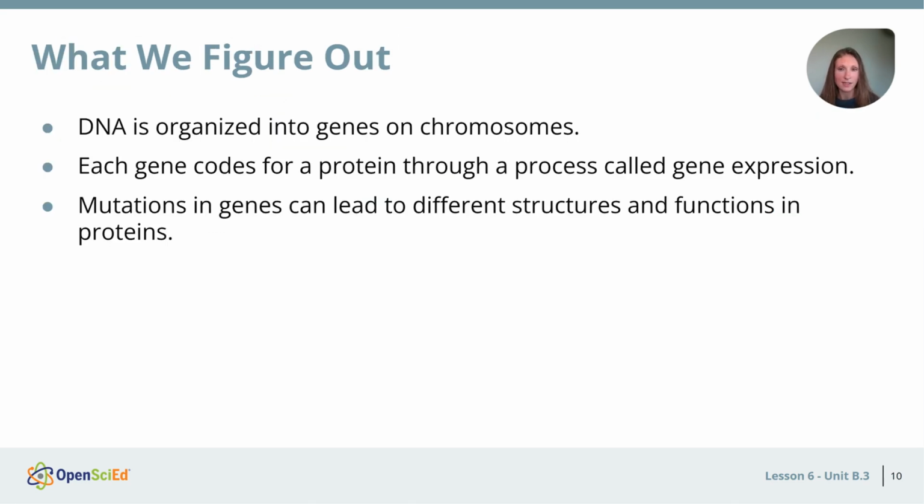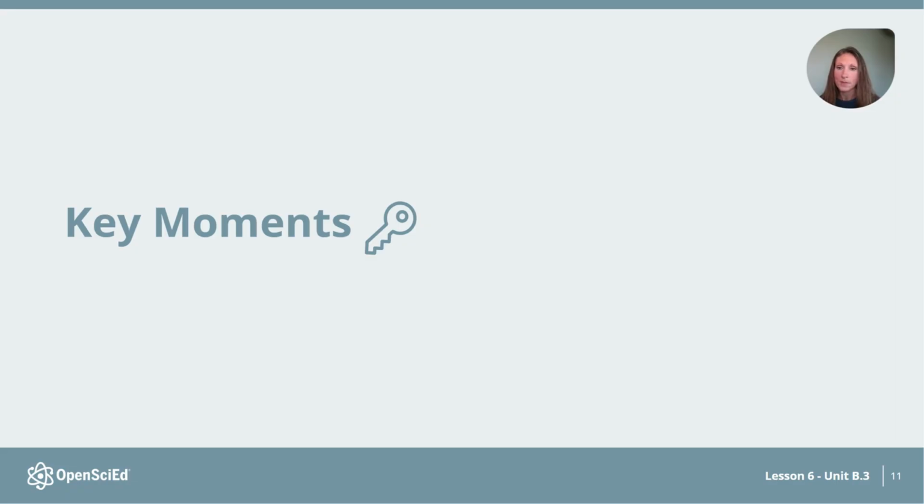Overall, in Lesson 6, students figure out that DNA is organized into genes on chromosomes, and that each gene codes for a protein, even though not all of the DNA in that gene is used to make the protein. They also figure out that differences in the DNA can lead to differences in the amino acids and protein. This means that mutations in genes can lead to different structures and functions in proteins. So let's take a look at some key moments in Lesson 6.